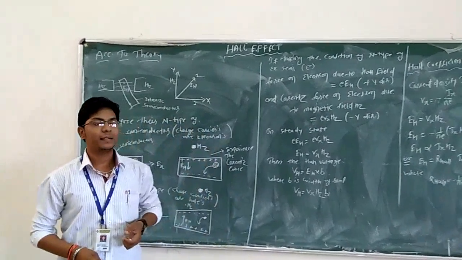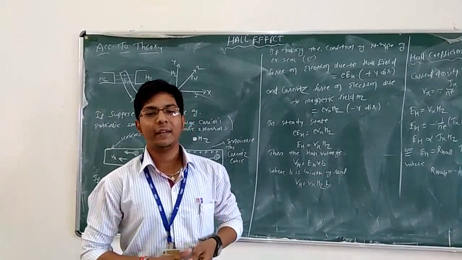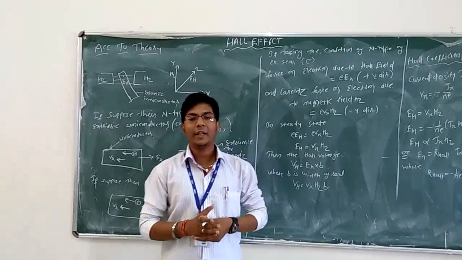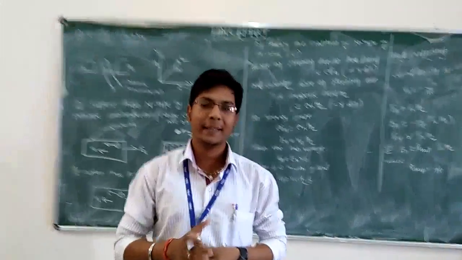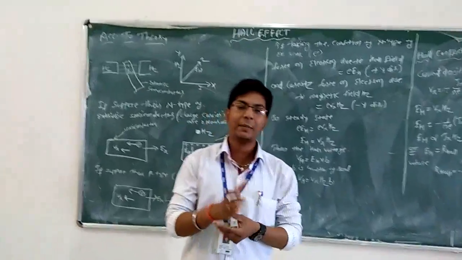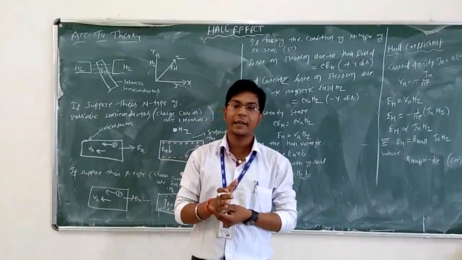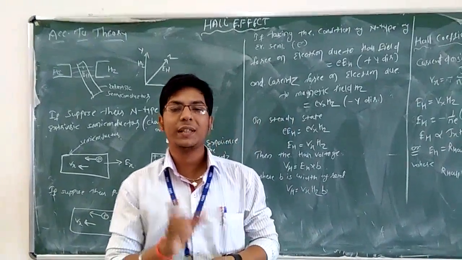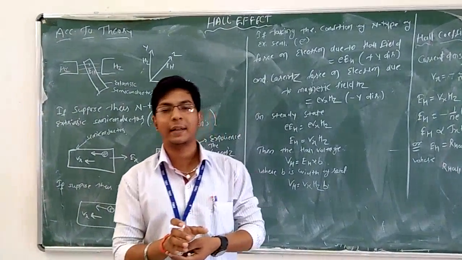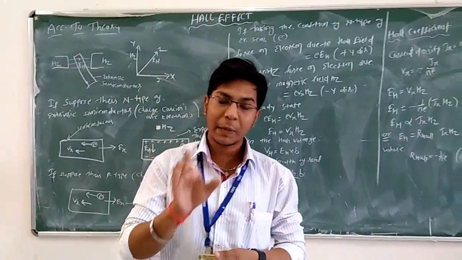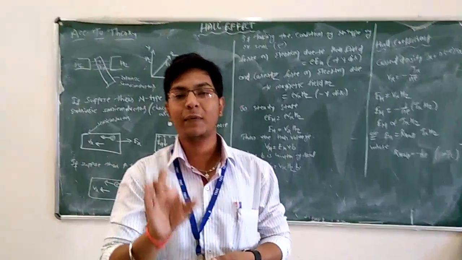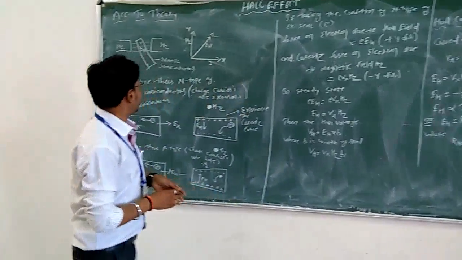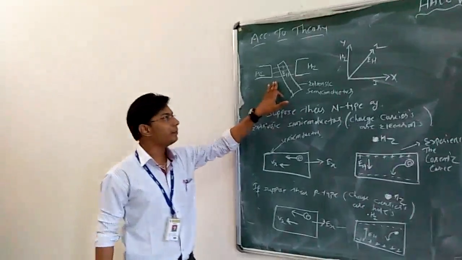According to Hall, when a semiconductor is placed in an external magnetic field, the current in the semiconductor flows in a direction perpendicular to the external magnetic field, and an electric field is produced in the rod in a direction perpendicular to both the direction of the current and the direction of the magnetic field. How is it? We show it by the diagram.